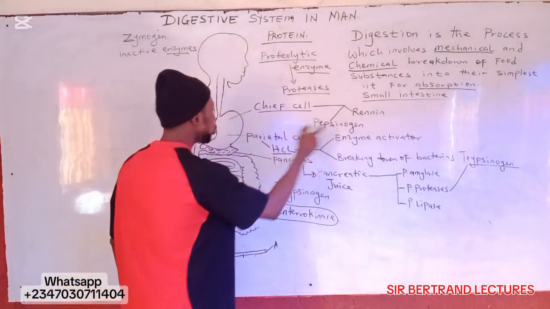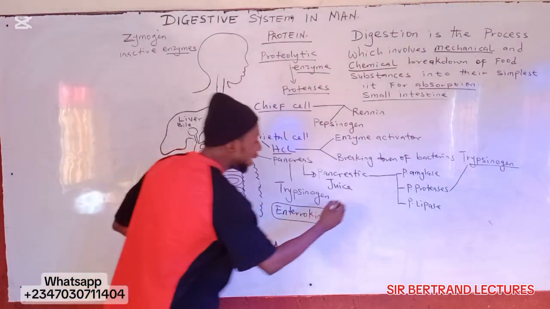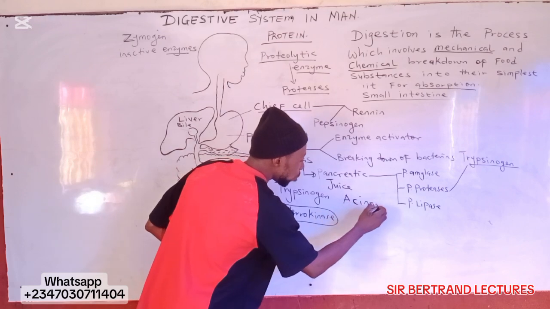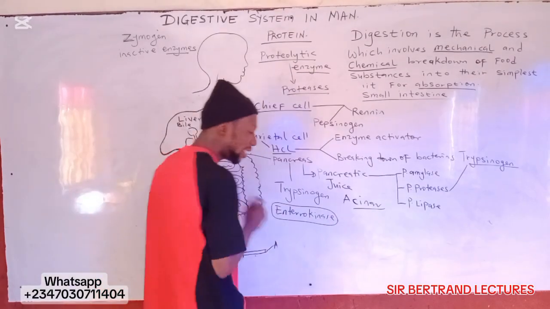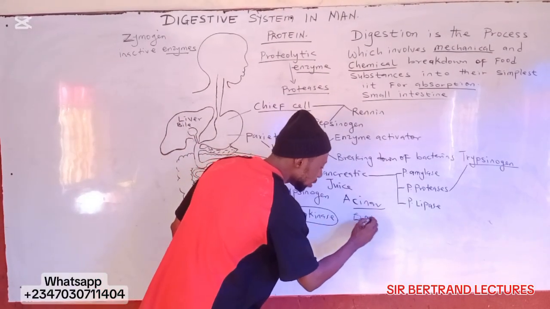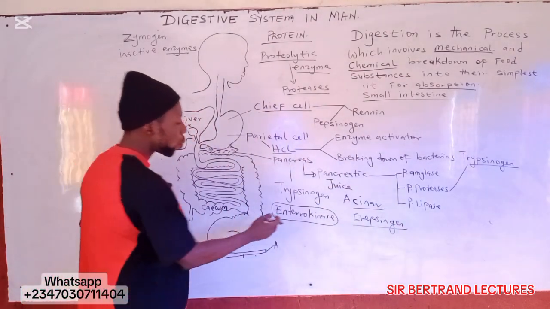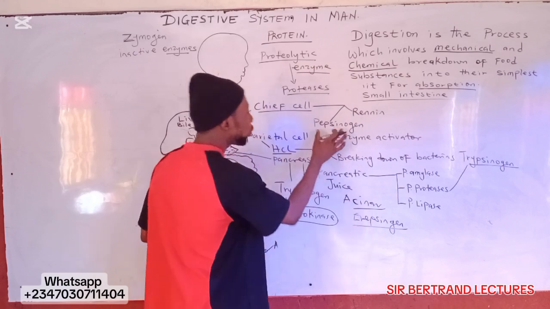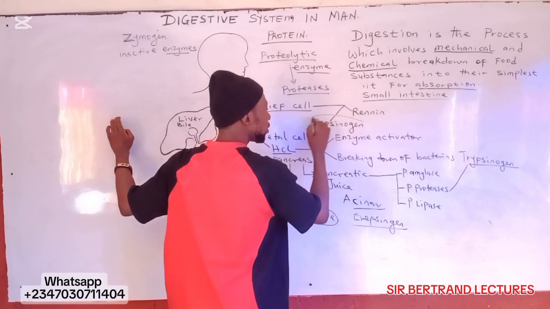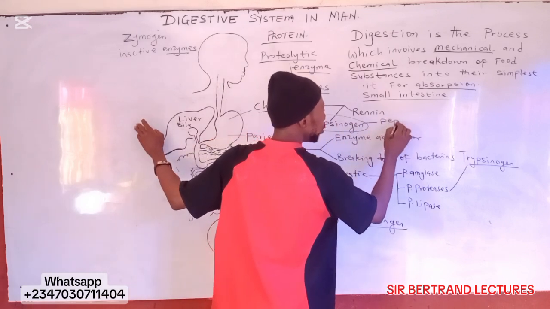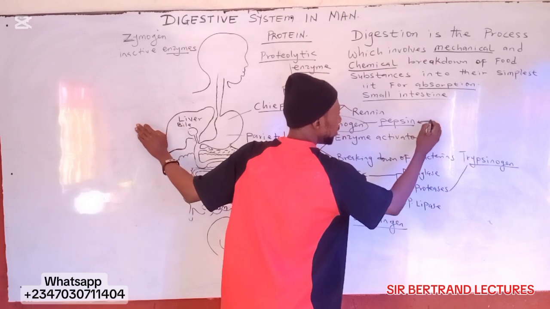The pepsinogen here is produced by the chief cells in the stomach. Then the trypsinogen is produced by the acinar cells of the pancreas. Then erepsinogen is further produced in the small intestine. Now one, two, and three are zymogens. Now the hydrochloric acid acts on pepsinogen and converts it to pepsin.